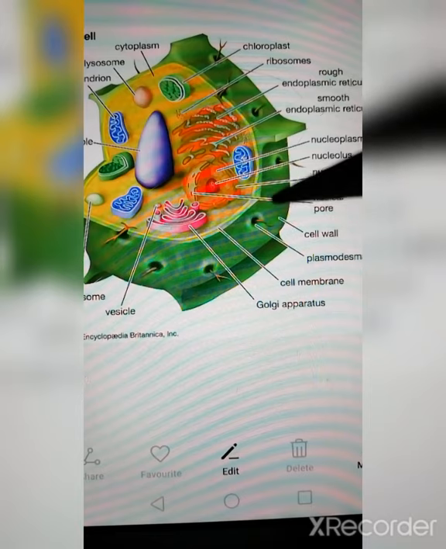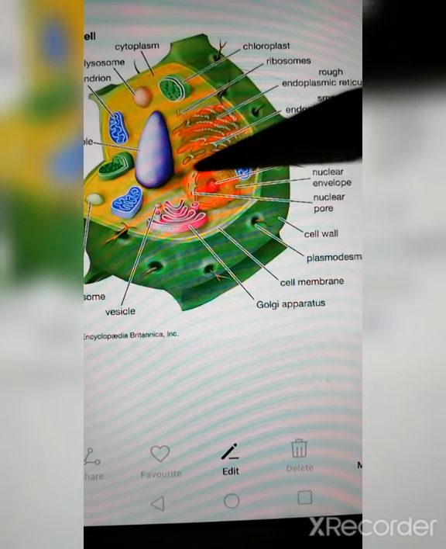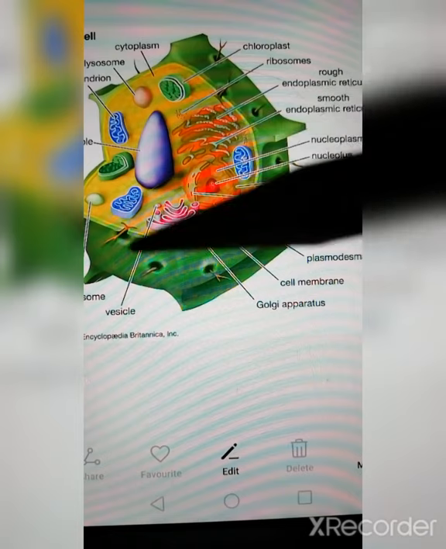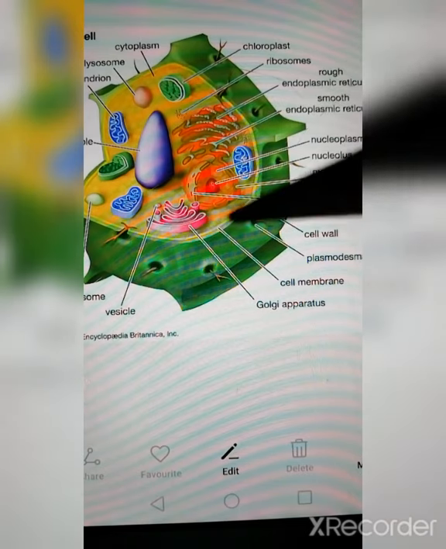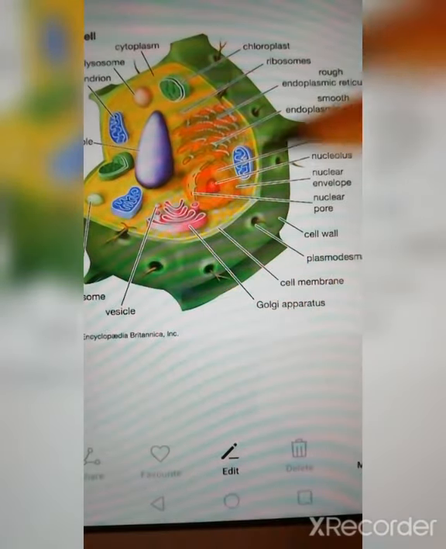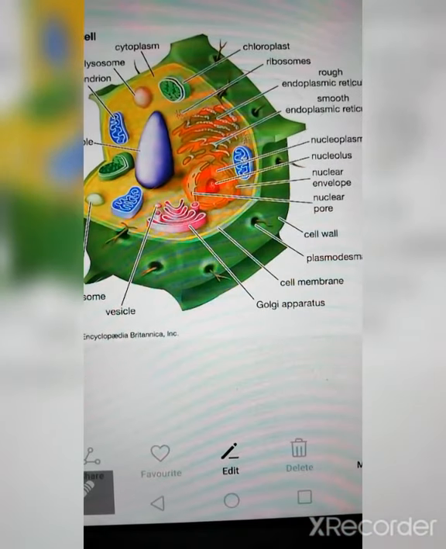So any material which should enter the cell or which should exit out of the cell would be done by the help of the plasma membrane. So the cell membrane plays a role in allowing the material into and out of the cell. This is the reason why the cell membrane is also known as selective permeable membrane.